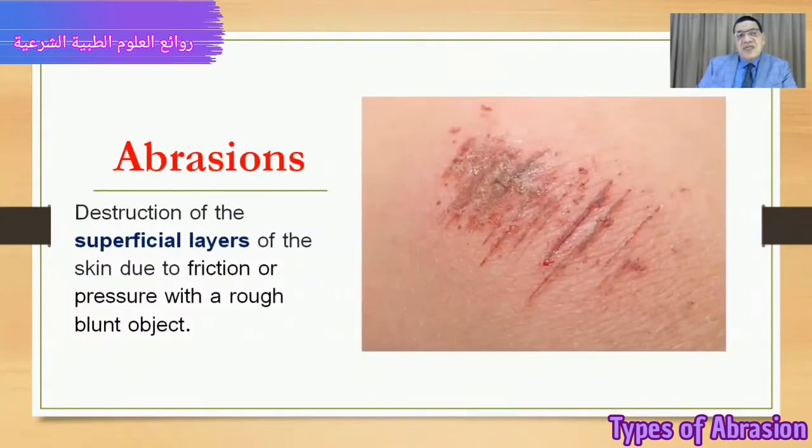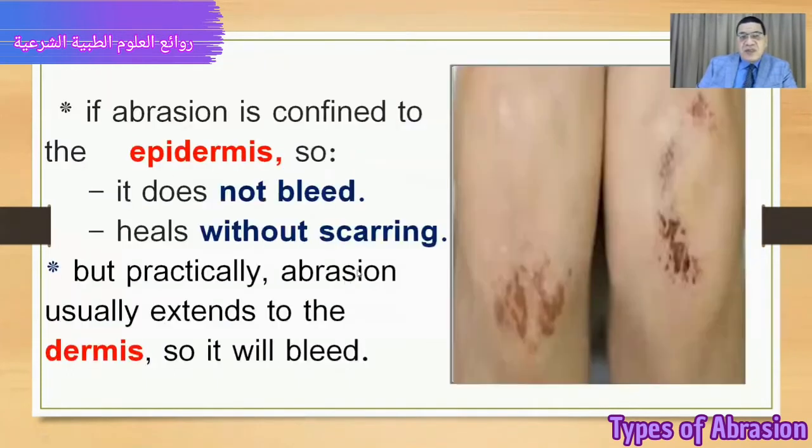You can define abrasion as destruction of the superficial layers of the skin due to friction or pressure with a rough, blunt object. If the abrasion is confined to the epidermis only, it does not bleed and heals without scarring, as the epidermal layer is devoid of blood vessels. But practically, abrasion usually extends to the dermis, so it will bleed.